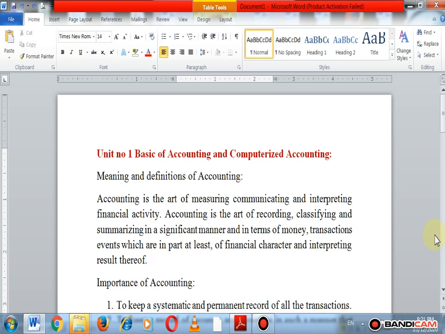Recording means the underlying purpose of accounting is to provide financial information about the economic activity, and therefore only the transactions which can be expressed in monetary terms are recorded systematically and in an orderly way in the books of accounts. Non-monetary transactions have no place in accounting. Okay, so only monetary transactions are recorded in the books of accounts.